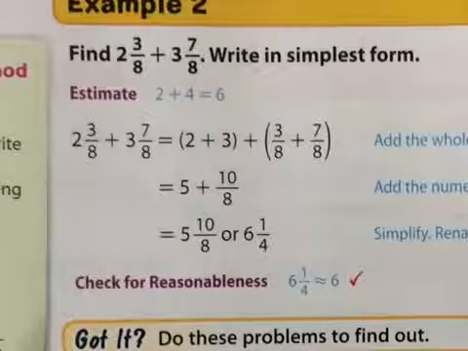They want us to estimate 2 and 3/8. This is less than a half here, so it's closer to 2 if I were to round to the nearest whole. So this is 2. And this is almost a whole here, so this rounds up to 4. So 2 plus 4 is 6. So our answer should be close to 6.